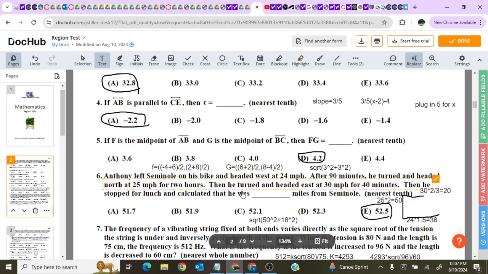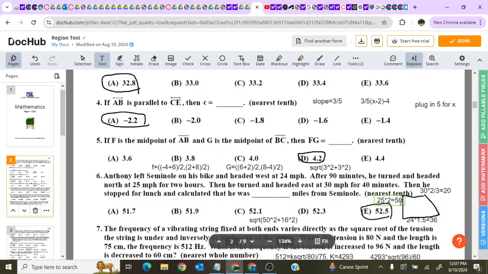Anthony left Seminole on his bike. He headed west at 24 miles per hour. After 90 minutes, he headed north at that speed for 2 hours, headed east 40 minutes at that speed. How far is he from Seminole? So this is just a giant rectangle waiting to happen. Technically, I'll finish the drawing. You're looking for this side right here.